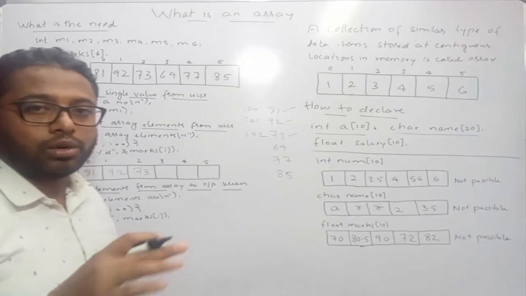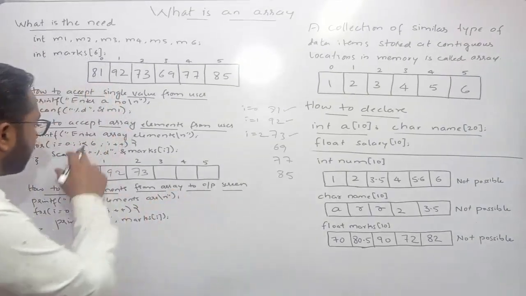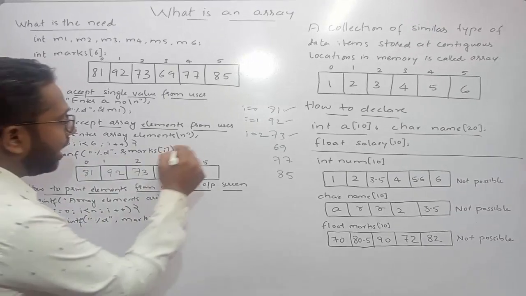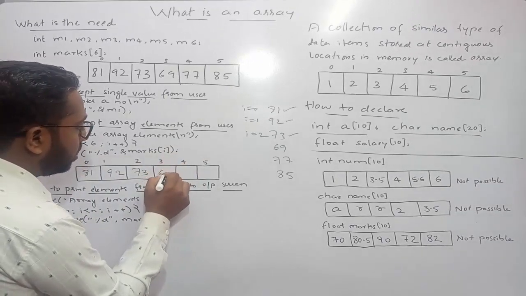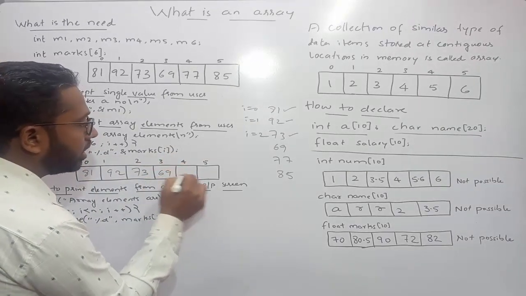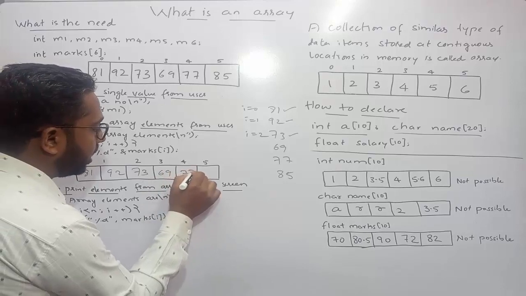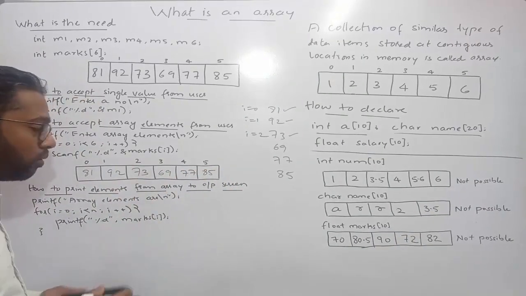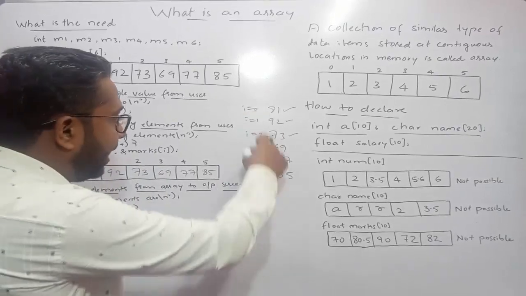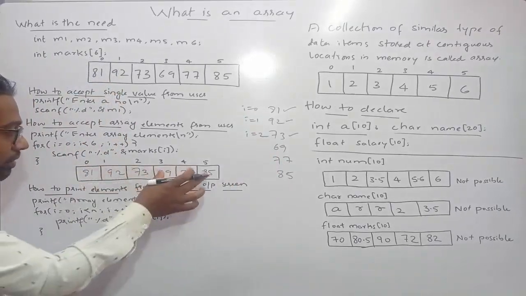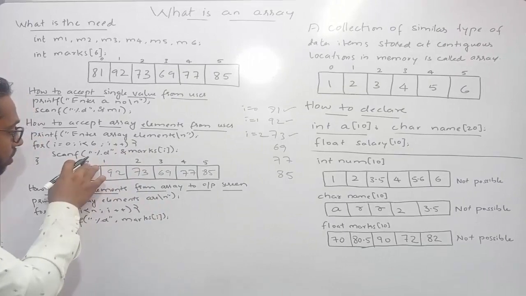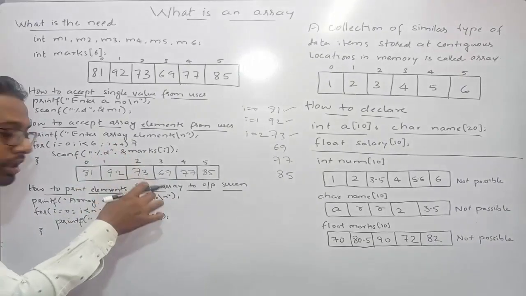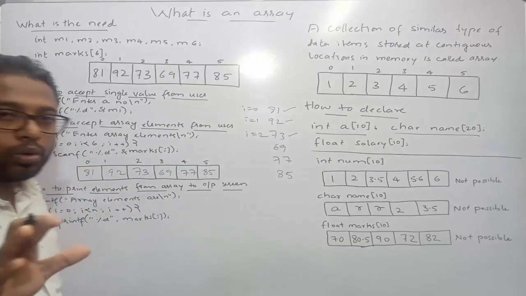6 is less than 6? No, the condition becomes false. That's why control will come outside the for loop, and by that time the last 3 locations get the values 69, 77 and 85. This is how, one by one, each and every item gets stored inside each and every location of an array, with the help of the indexes of each location along with the use of a for loop.